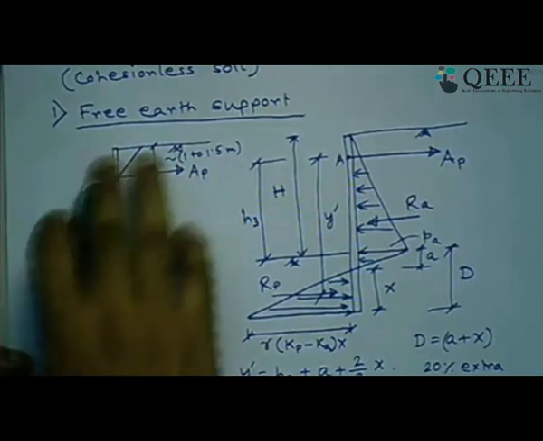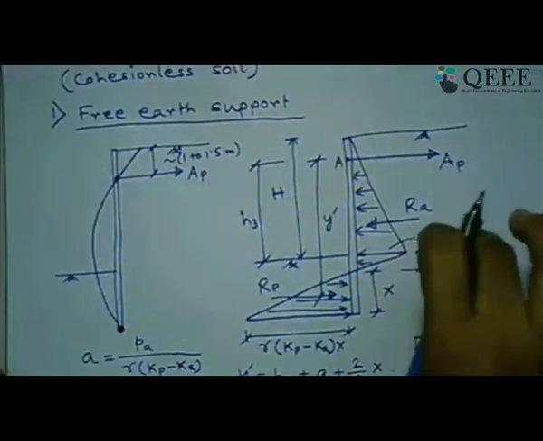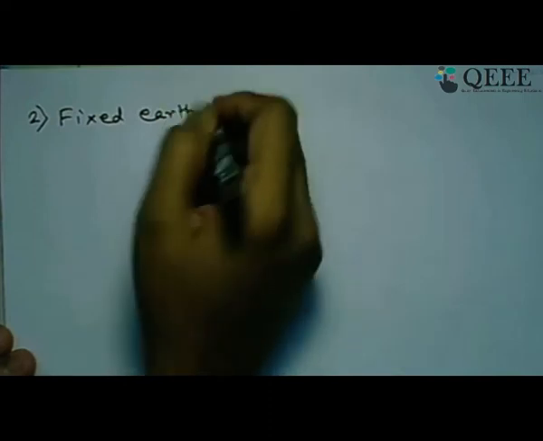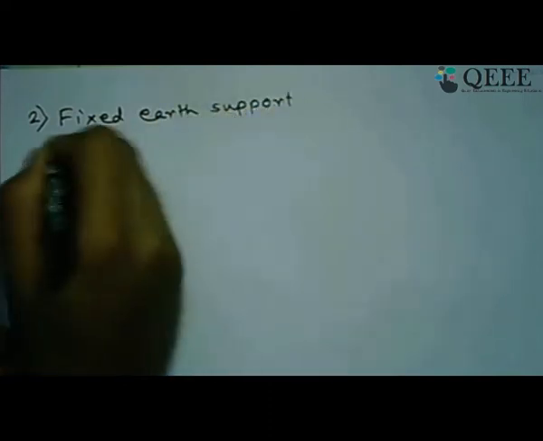So this is the case for free earth support, how you can calculate the anchor capacity as well as the embedment depth. Now what happens if it is the other type, that is fixed earth support? Let us take the next type of anchored sheet pile wall, based on the condition of bottom fixity, so fixed earth support.